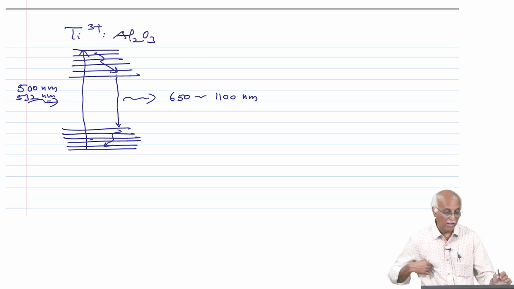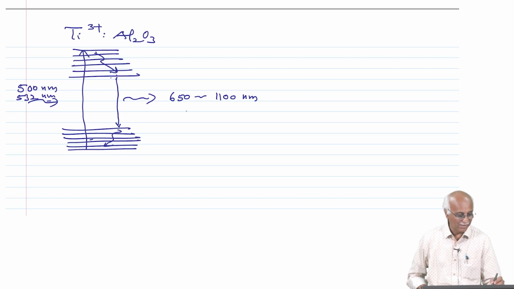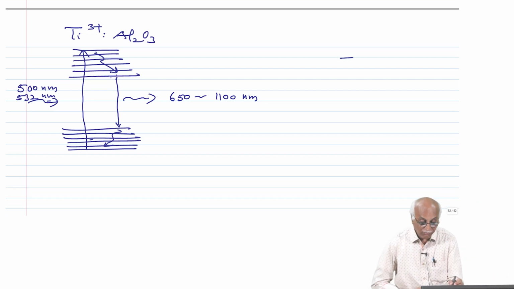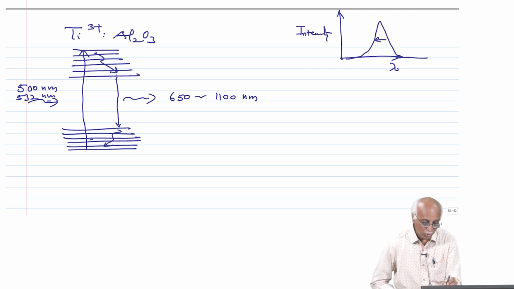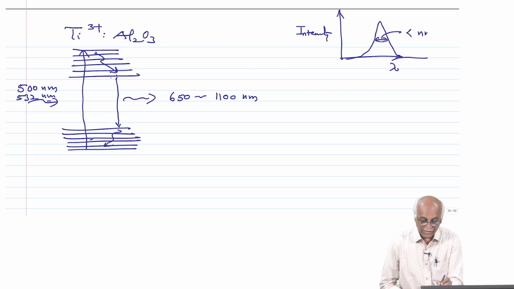Maybe tomorrow I'll bring this crystal, and you will see how it looks. So, this is tunable. In the case of a neodymium YAG laser or a ruby laser, if you see the spectral characteristics with respect to the output intensity from the laser, you will see that the spectral characteristics is quite narrow, of the order of less than a nanometer spectral width in terms of wavelength.